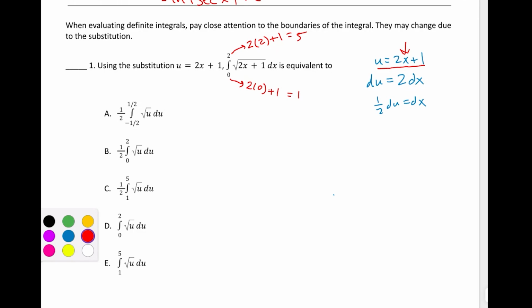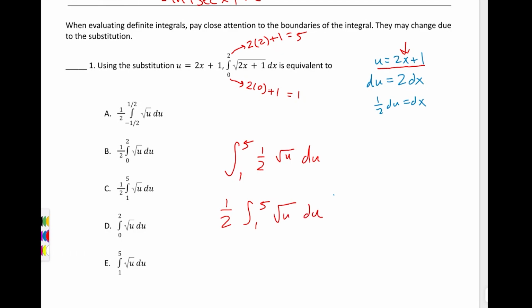So when we go to set up this new integral in terms of u's, now the upper bound is 5 and the lower bound is 1. We've got 1/2 square root of u du. And like I was saying earlier, anytime you've got that coefficient out front, you can always factor that out of the sum. So 1/2 integral from 1 to 5 of root u du.